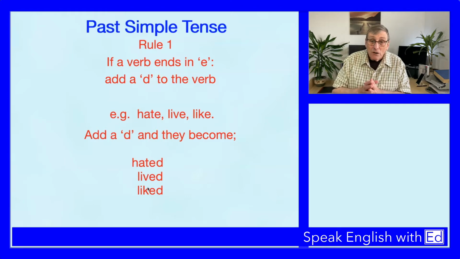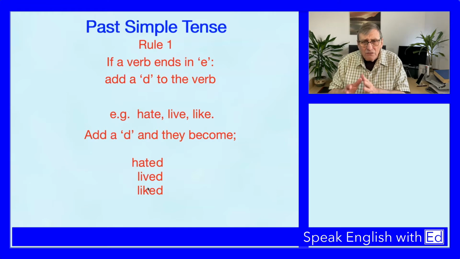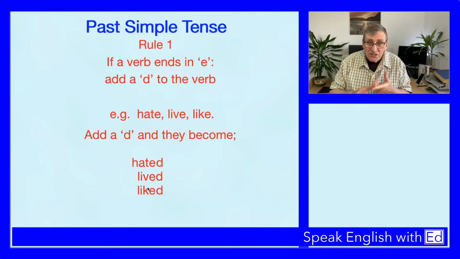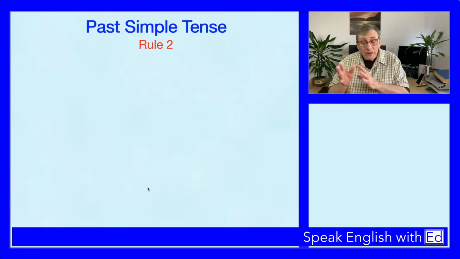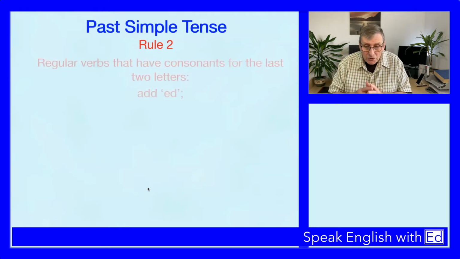I'm not going to go into this now because this is all for another video, because there are different rules that apply to that. But I just want you to notice the difference as I'm saying these. You don't say liked, and you don't say hated or lived. You say lived and hated and liked. But as I said, there are rules for them, and it's a different video, so we'll get onto that in another video. So, rule number 2. That was rule number 1. Now for rule number 2.